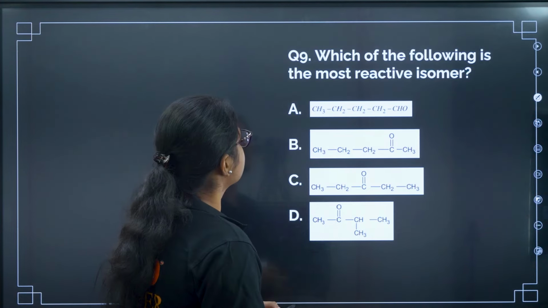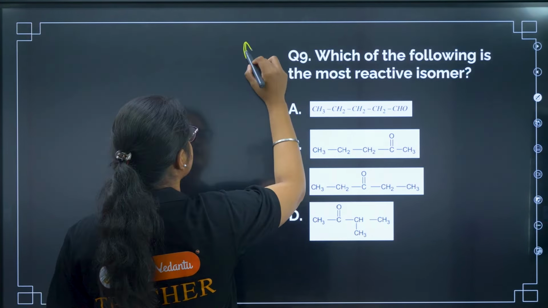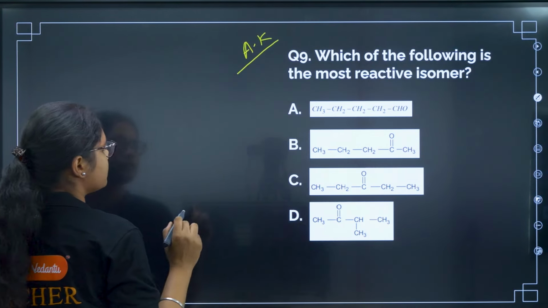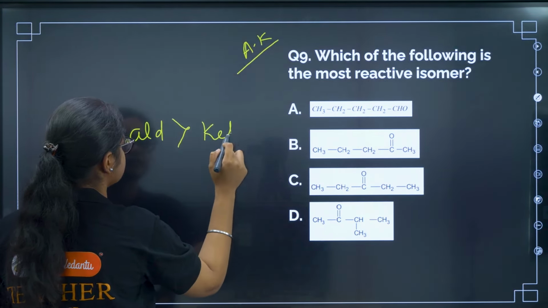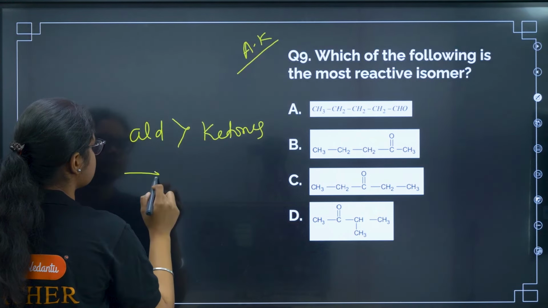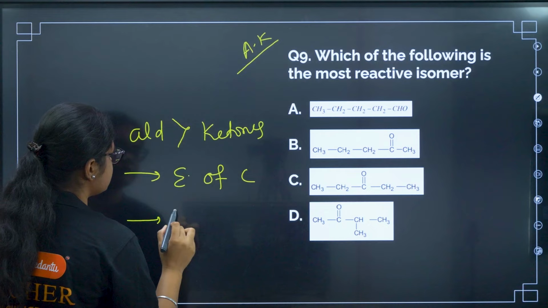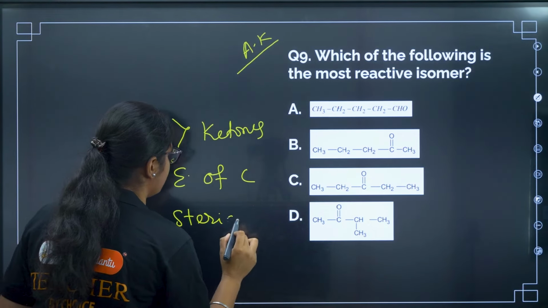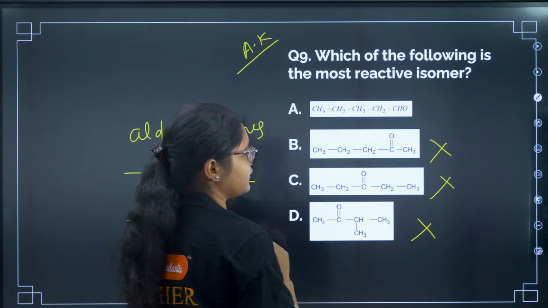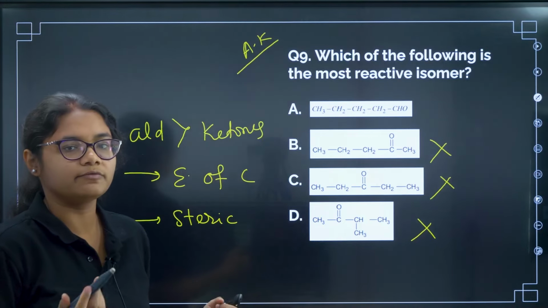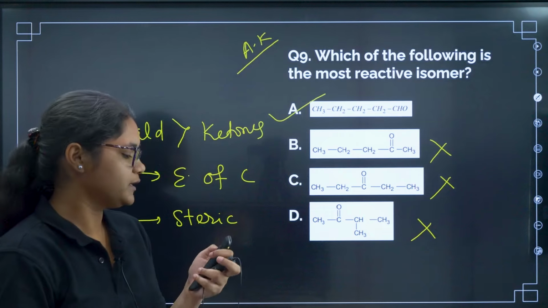Next, which of the following is the most reactive isomer? So again a question from the aldehydes and ketones chapter. Aldehydes are always more reactive than ketones. We have two reasons for this: first is the electrophilicity of carbon and next is steric reasons, right? You can see option B is a ketone, C is a ketone, D is also a ketone. Option A is an aldehyde, so obviously A will be more reactive. So the correct answer for this question is option A.